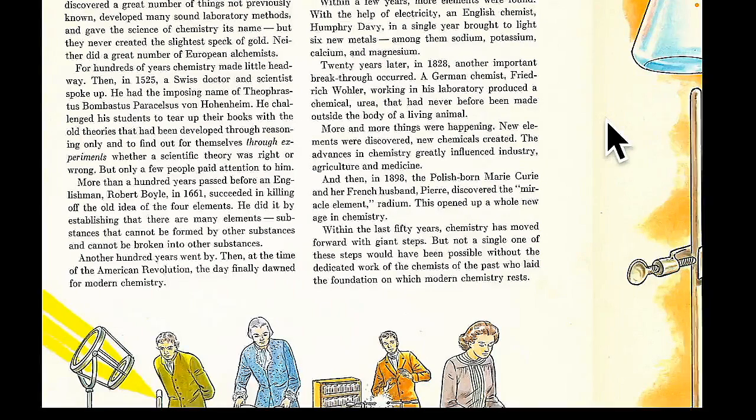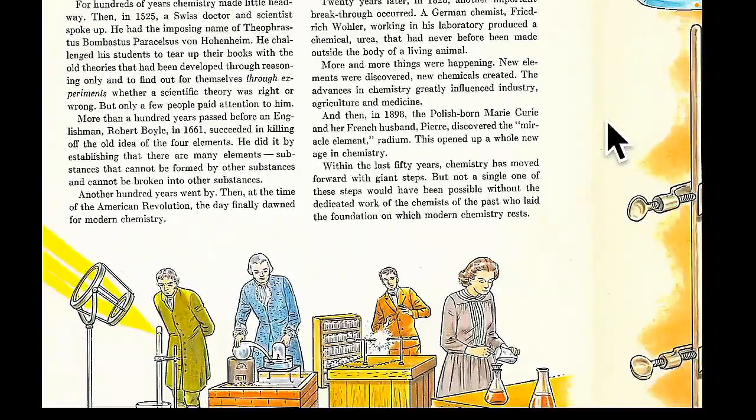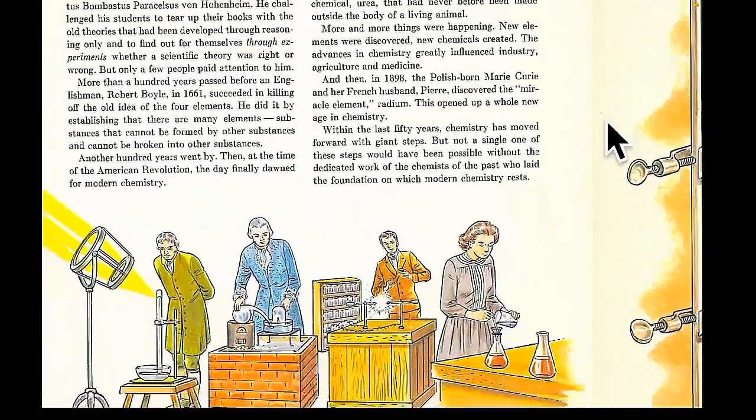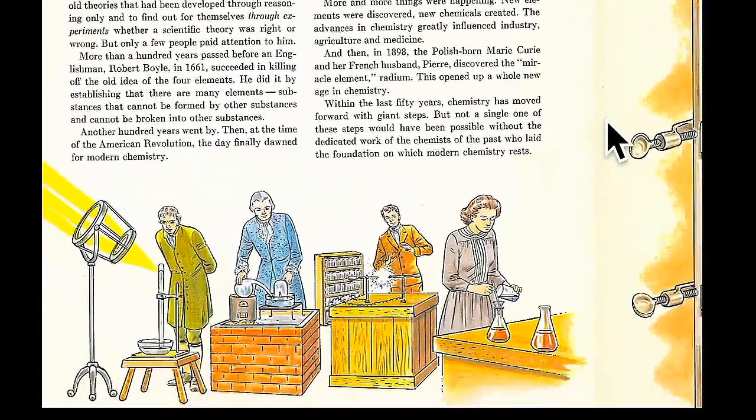More and more things were happening. New elements were discovered, new chemicals created. The advance in chemistry greatly influenced industries, agriculture, and medicine. And then, in 1898, Polish-born Marie Curie and her French husband, Pierre, discovered the miracle element, radium. This opened up a whole new age in chemistry.